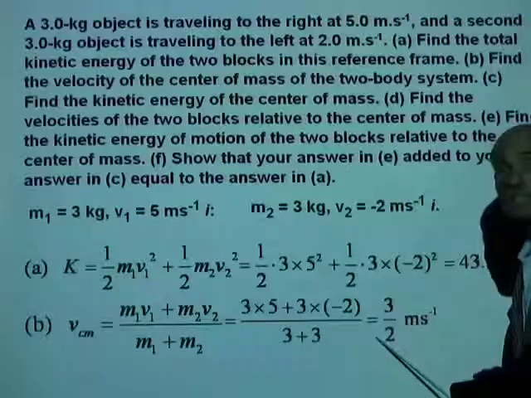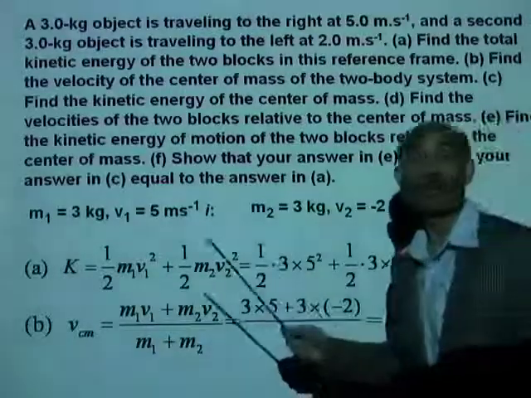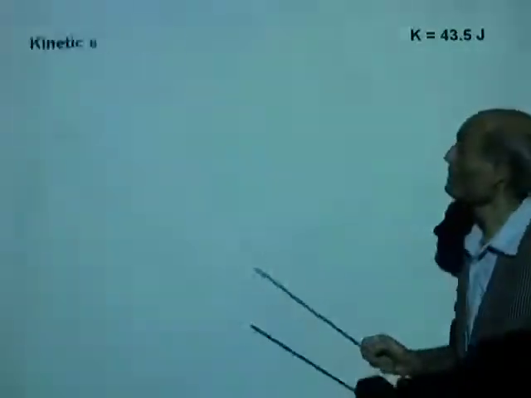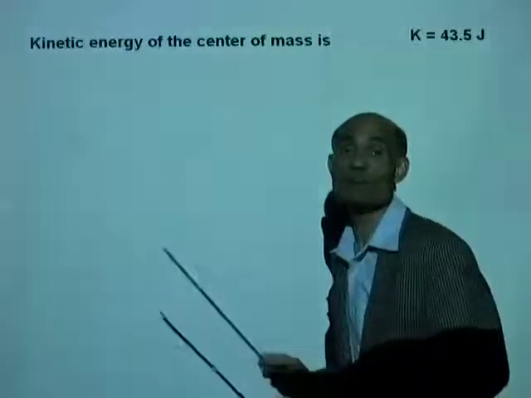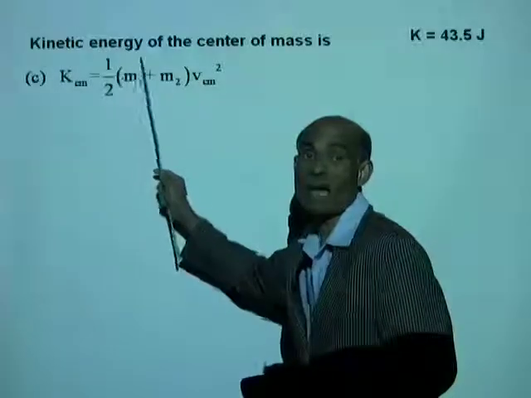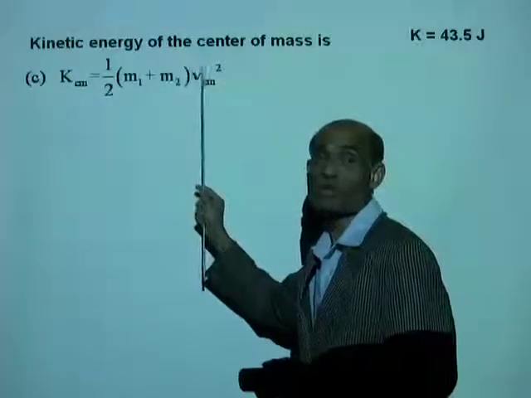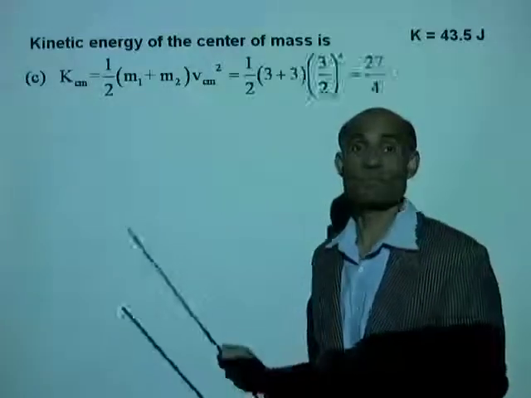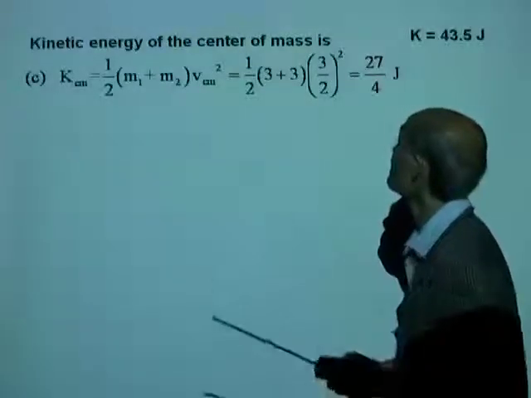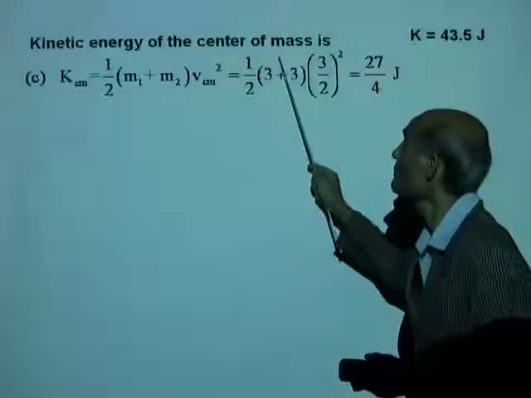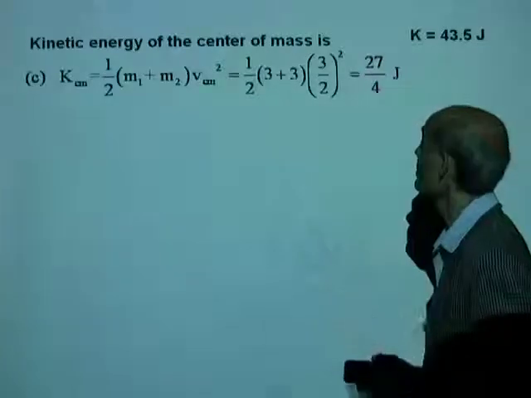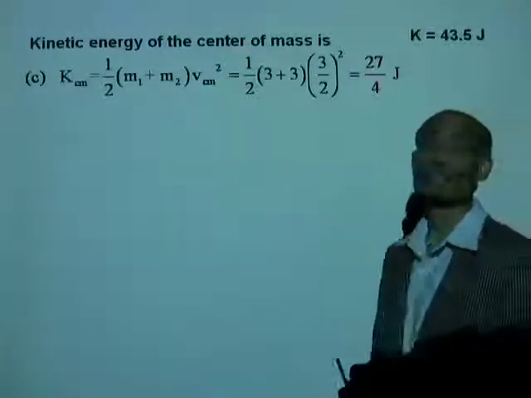Well, we know the velocity of the center of mass. We know the mass of the center of mass. That would be m1 plus m2. So, let's now find the kinetic energy of the center of mass. Kinetic energy of the center of mass is 1/2 (m1 plus m2) v center of mass squared. And that will be 1/2, 3 plus 3. The velocity of the center of mass is 3/2. So 1/2 total mass times velocity of the center of mass squared. That gives you 27/4 joules.